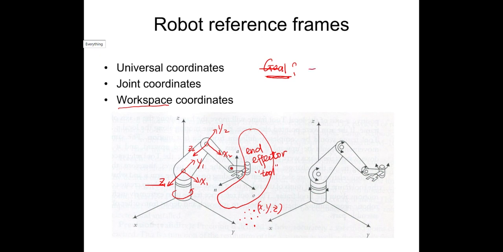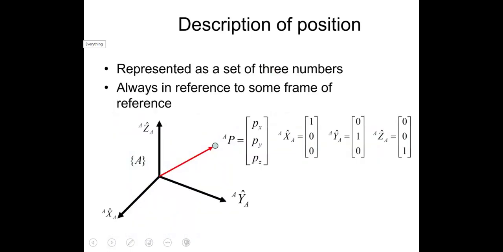Okay, so the goal is we want to control the workspace, which means we want to control all the coordinates of these points that can be achieved by the end effector. So then let's start with some concepts. Okay, so the first thing we need to know is position, and position, that is obvious.